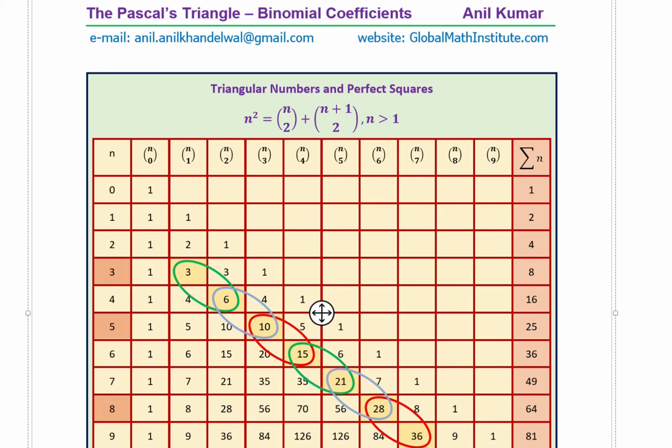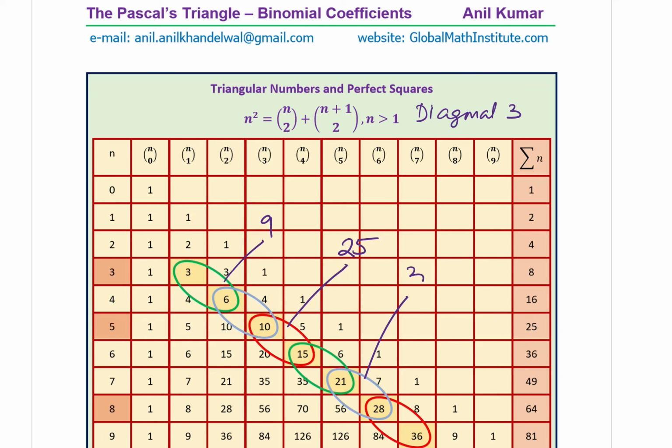Now here we'll explore another property, which is that the sum of two numbers in Pascal's triangle can give you a perfect square. As we were seeing, the diagonal 3 is the key, right? So diagonal 3. If you analyze diagonal 3, which gives you all the triangle numbers, and add 3 and 6, for example, what do you get? 3 plus 6 is 9, which is a perfect square, right? And 10 plus 15 is 25. And 21 plus 28 is 36.